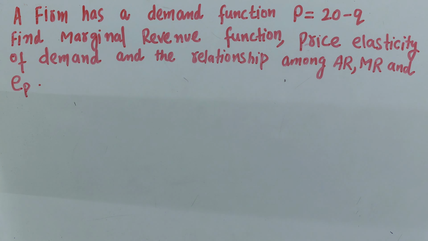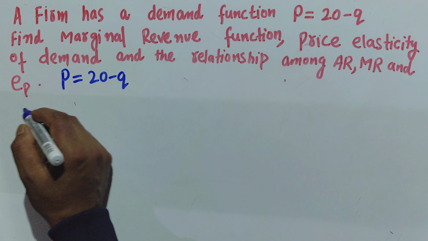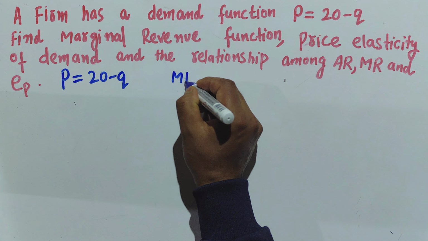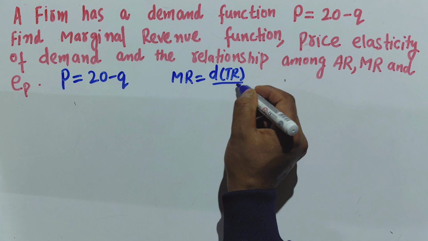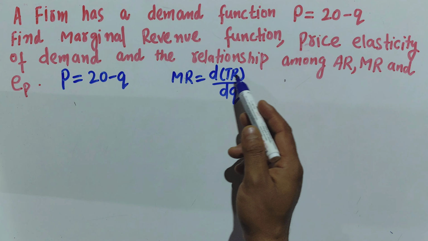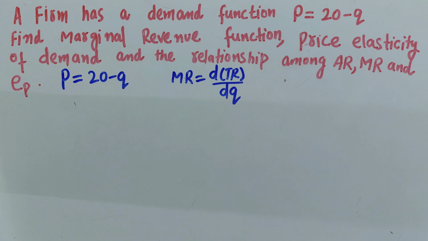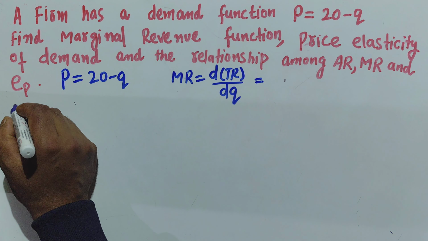Okay. So what we are being given is the inverse demand function P is equal to 20 minus Q. First we have to find out the marginal revenue function. We know that marginal revenue is simply the change in the total revenue due to the change in the quantity. That is the derivative of total revenue function with respect to output. To find out the derivative of the total revenue, first we will need to find out the total revenue. As we know, total revenue is equal to price times output or quantity.